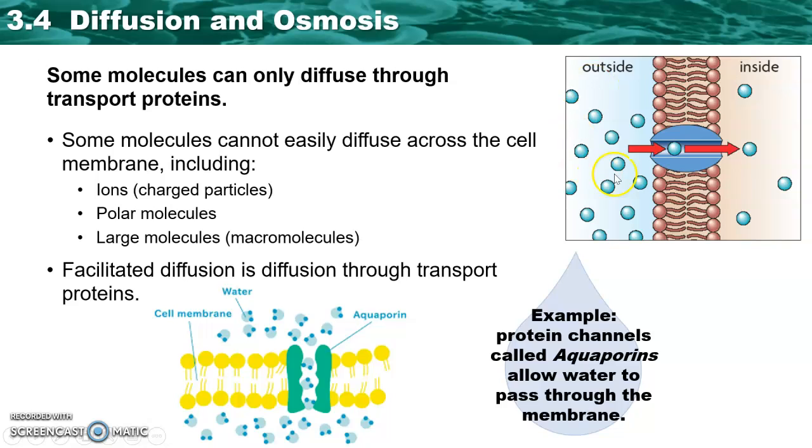It's still moving from high concentration to low concentration, so this is still diffusion, but it's diffusion that needs help from a protein. So we call it facilitated diffusion because if you facilitate something, you help it happen. A good example here would be water, which is polar. Water is pretty small, so sometimes it can sneak through the membrane, but most of the water that goes in and out of the cell goes through this special protein called an aquaporin. It allows water to go through and diffuse across the membrane, and that would be an example of facilitated diffusion, specifically of water diffusing, so that would be osmosis as well.